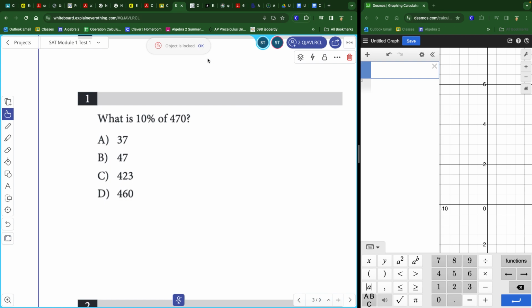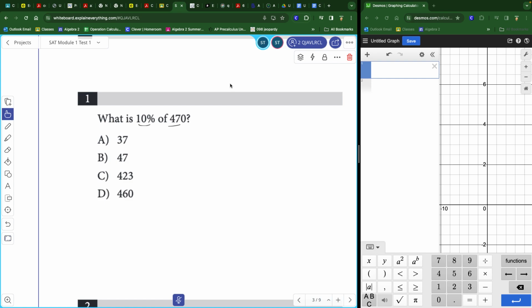Okay, so here comes our SAT. This is SAT number one. We'll try and shoot through it. So we want 10% of 470. We can do this by hand.